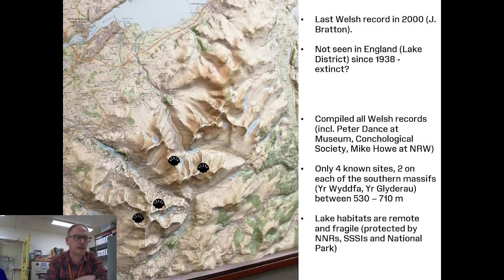So we compiled all the Welsh records we could find, and they included a lot of unpublished ones that we have here at the museum from Peter Dance, who did some of this early collecting, some from the Conchological Society, and also from Mike Howe at NRW, who's been maintaining them. So there's only the 4 known sites. There's 2 on Yr Wyddfa, the most southerly block of those mountains, 2 on the Glyderau, the middle one, but there were no sites on the Carnedd Llewellyn in the north. And all these lake habitats are remote, very remote, usually well over a mile from the nearest road, and fragile, and they've got multiple levels of protection as well.